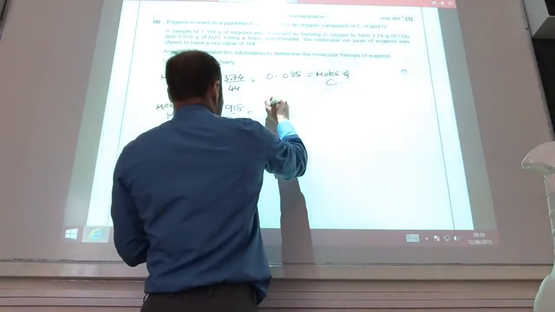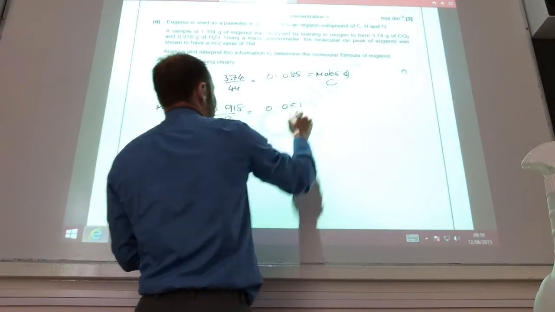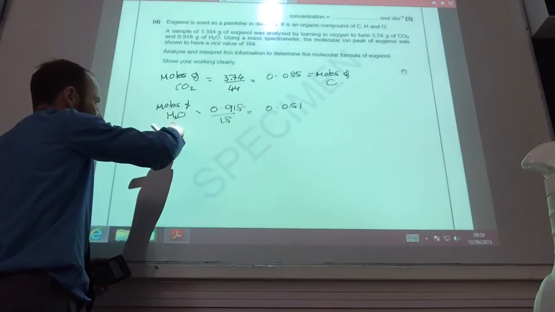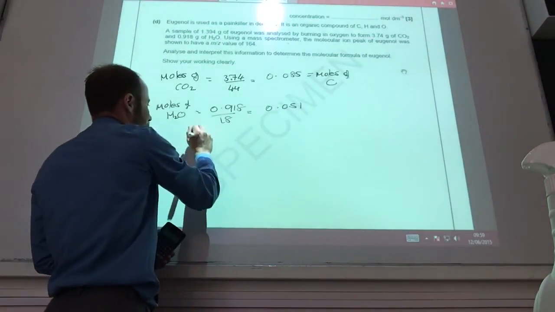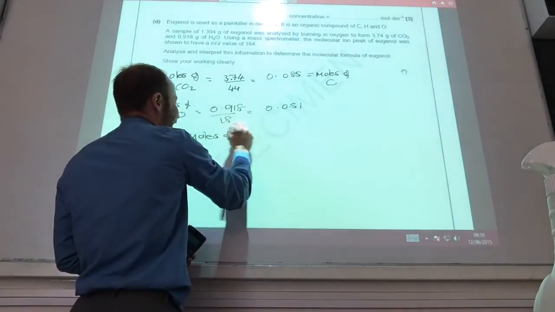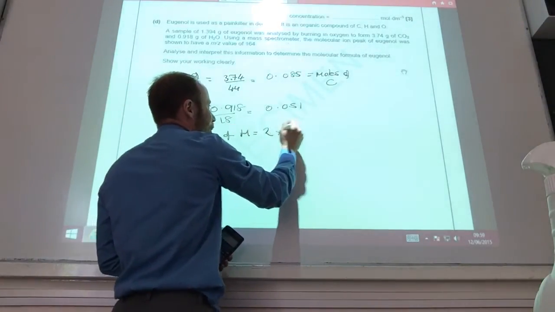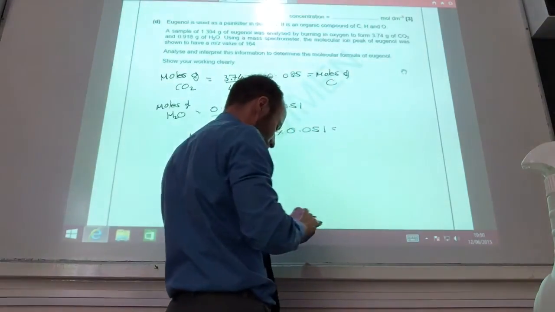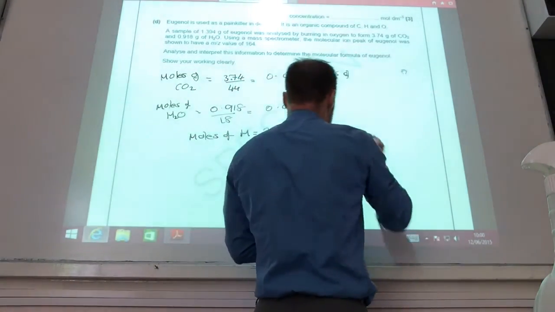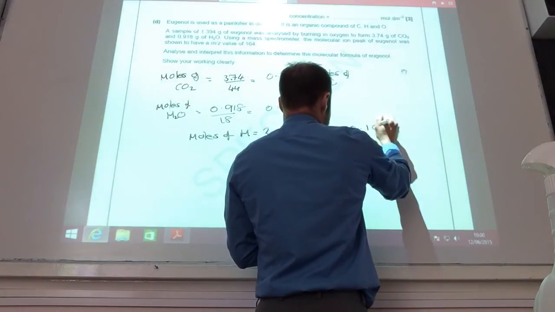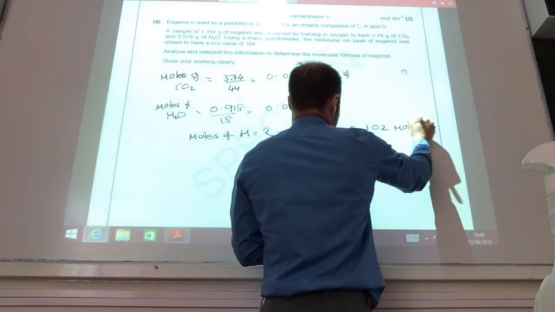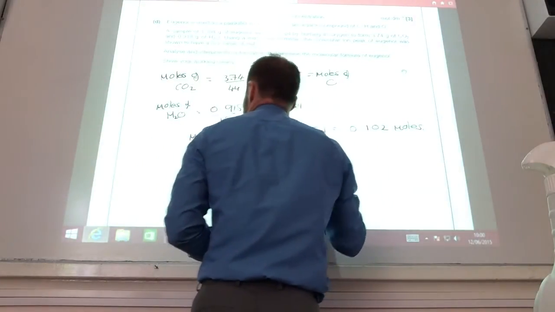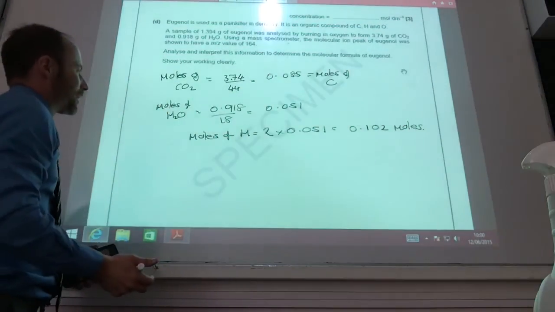That gives me 0.051. But every one water contains 2 hydrogens. So moles of H is actually 2 times 0.051, which gives me 0.102 moles. Okay. Right, I've done that, so that's okay.